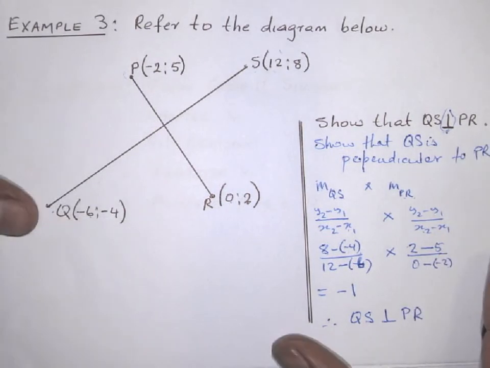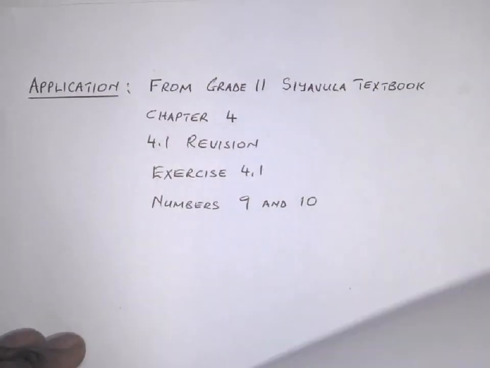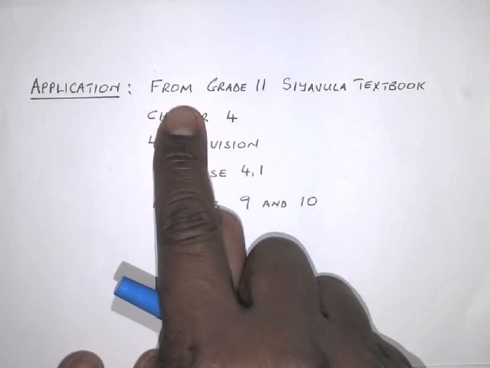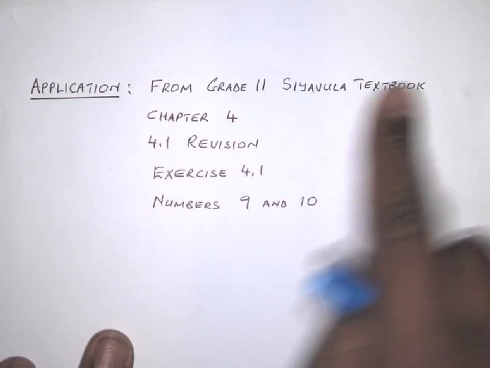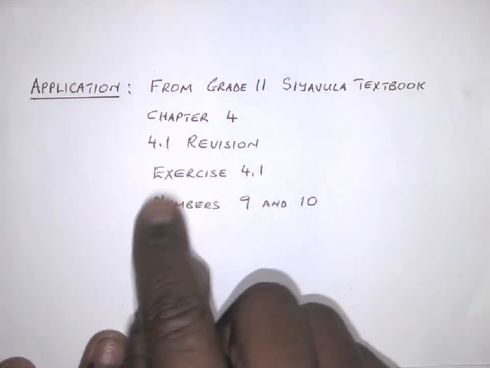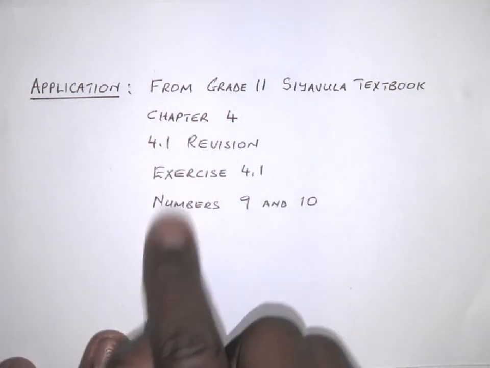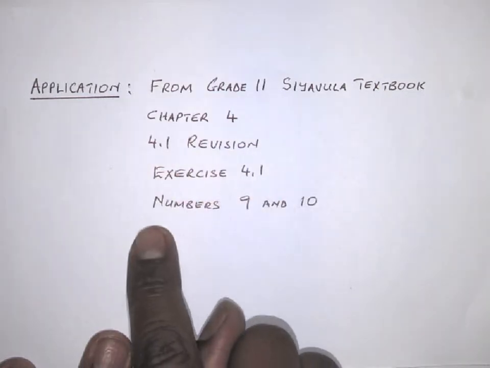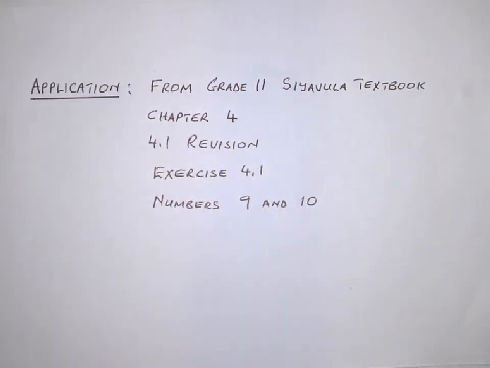Now, on your own, from your Grade 11 Siyavula textbook, do these problems similar to the examples that we did. Chapter 4, revision, exercise 4.1, just do numbers 9 and 10. It should be easy to do. Good luck, ladies and gentlemen.